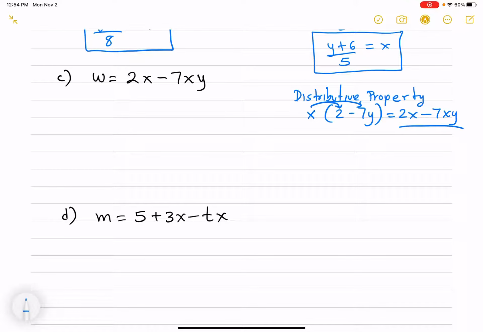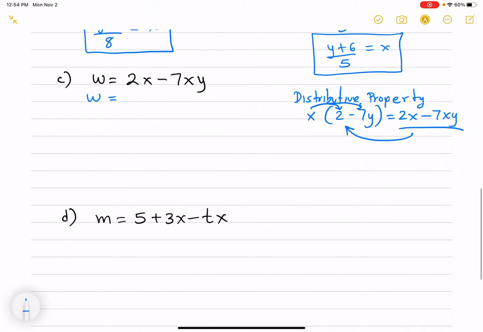Well, we could also do the opposite of that, or we could use this backwards. We could say that this problem on the right side, part C, is going to be the same thing as x parentheses 2 minus 7y. And we have to do it this way because these two are not like terms. They cannot be combined because of that extra y. And so the way to do this is by using distributive property here.